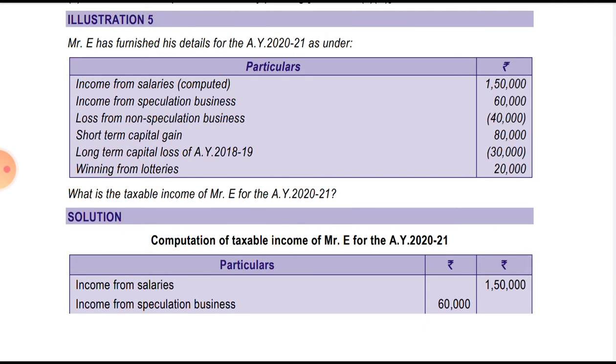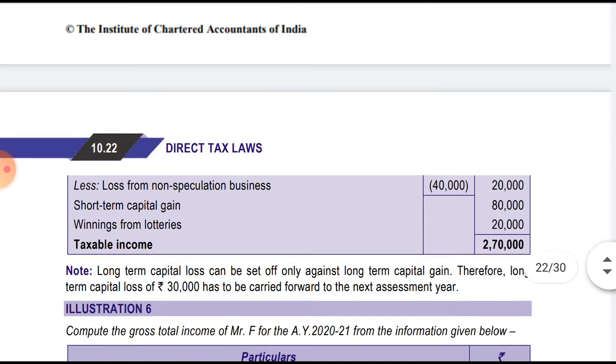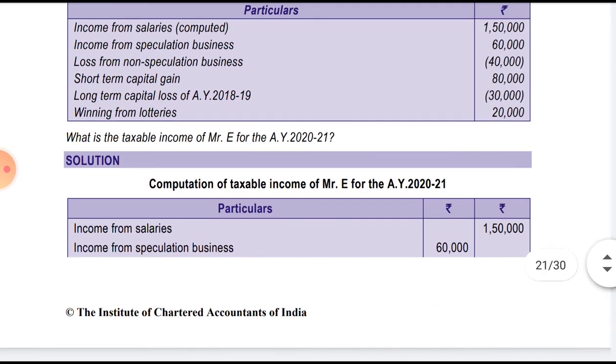Oh, okay, I have read it wrong. It is a speculation business gain and a non-speculative business loss. So this non-speculative business loss can be set off against the speculative income. Speculation business loss can only be set off against speculation income. So in this case it will be set off, 60,000 minus 40,000 rupees. I had read it wrong actually.